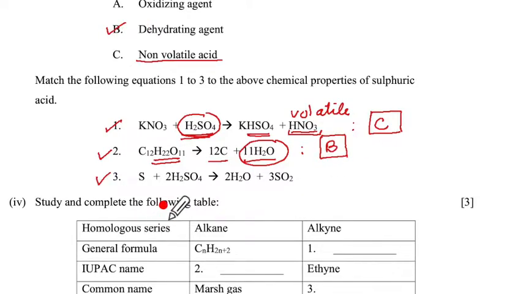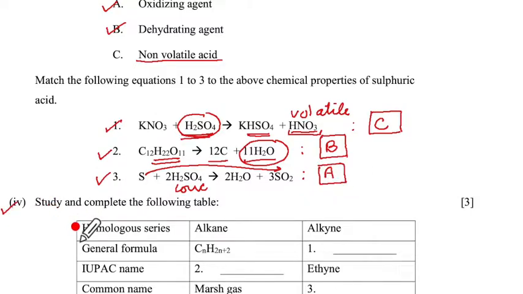Come to the last one. S plus H2SO4 conc gives water and SO2. Now S plus concentrated sulfuric acid will oxidize sulfur to SO2. So that means sulfur has got oxidized. So it is going to be property A.